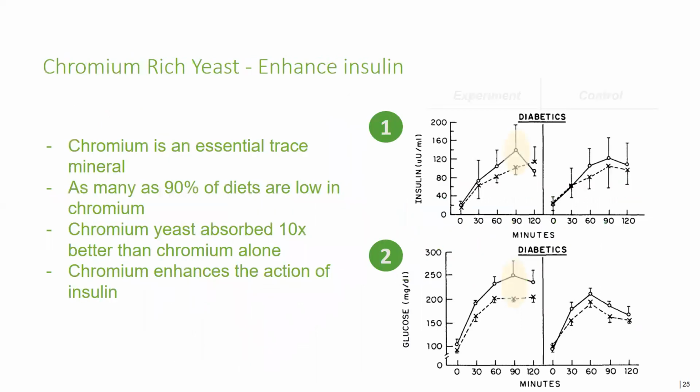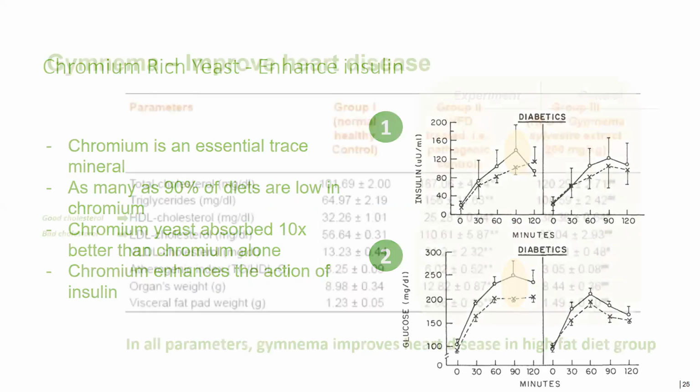And then the third ingredient is known as chromium-rich yeast. It also enhances insulin. Now, chromium is an essential trace mineral. As many as 90% of diets are low in chromium. Chromium yeast is absorbed 10 times better than chromium alone. Chromium enhances the action of insulin. You see why we are saying this is a very powerful therapy.